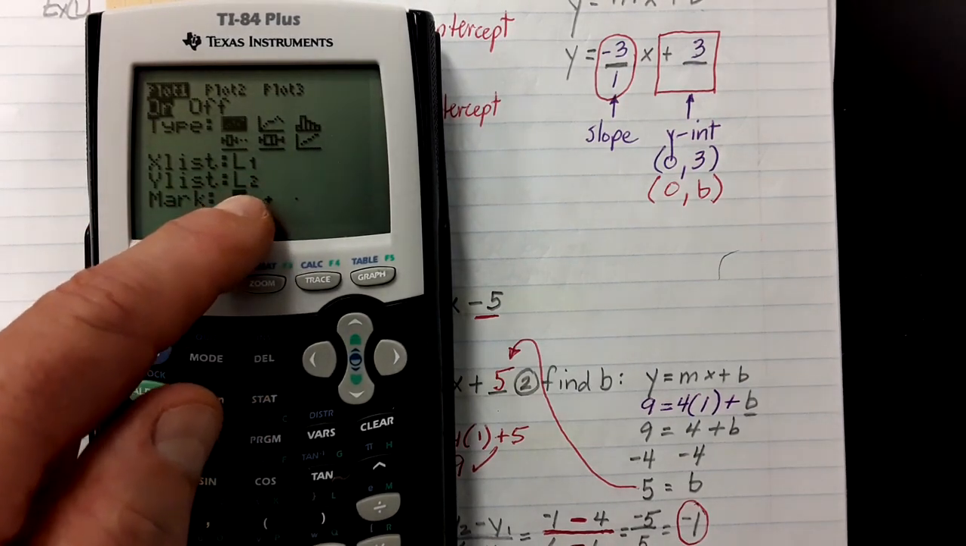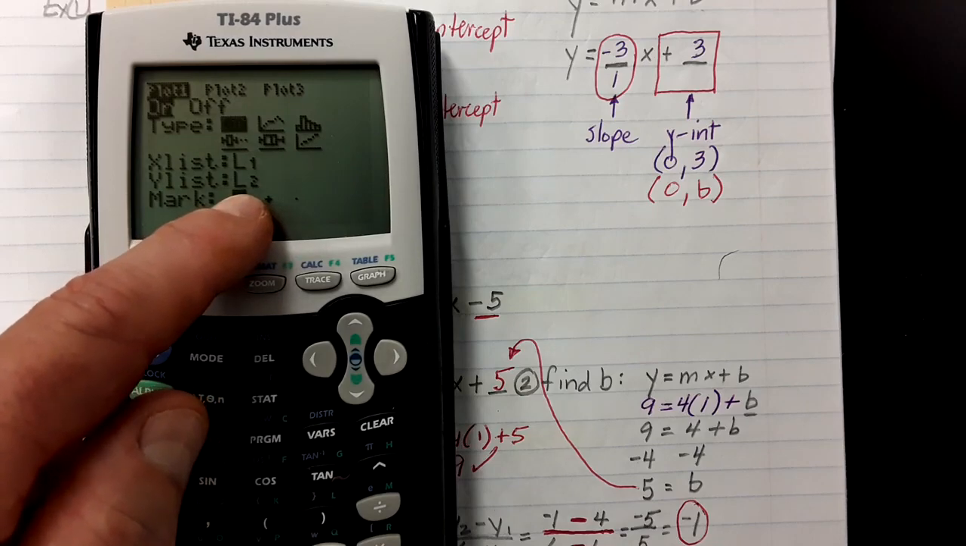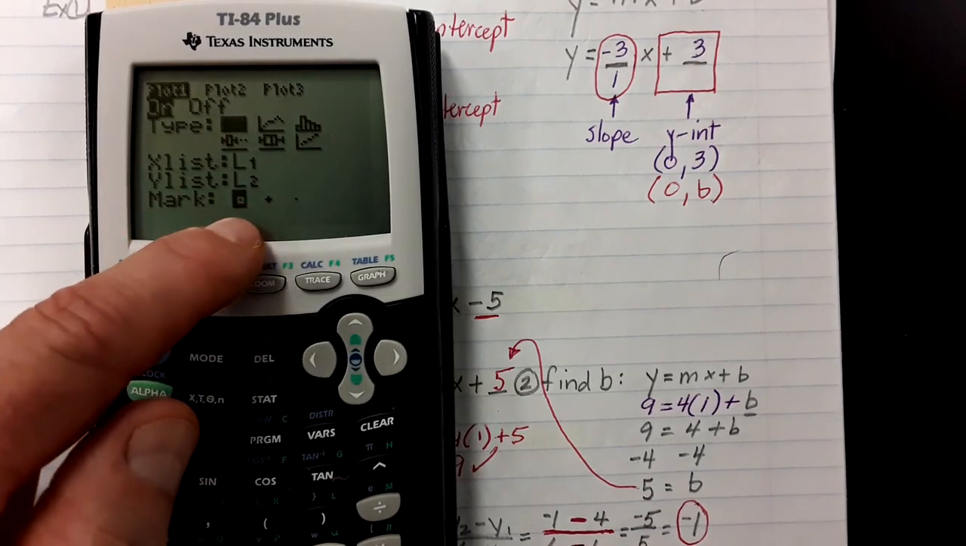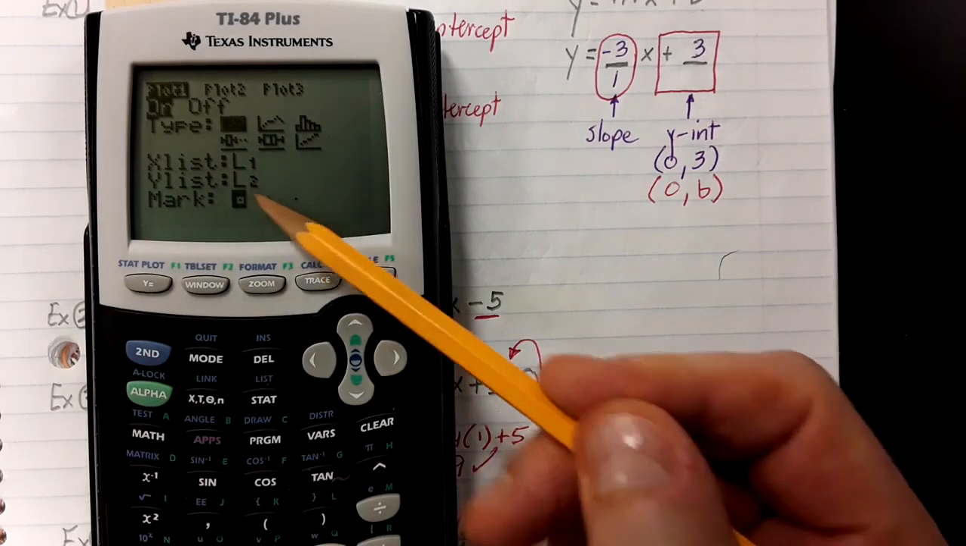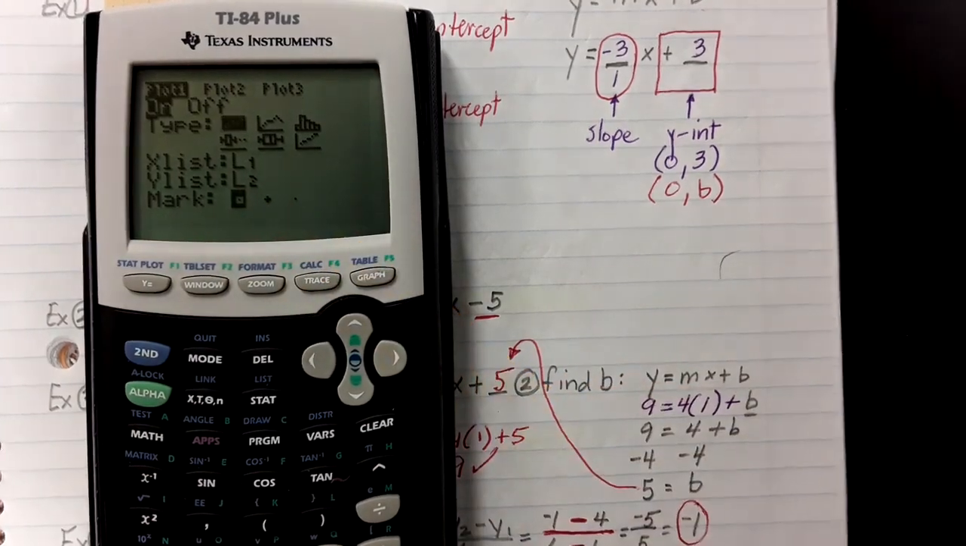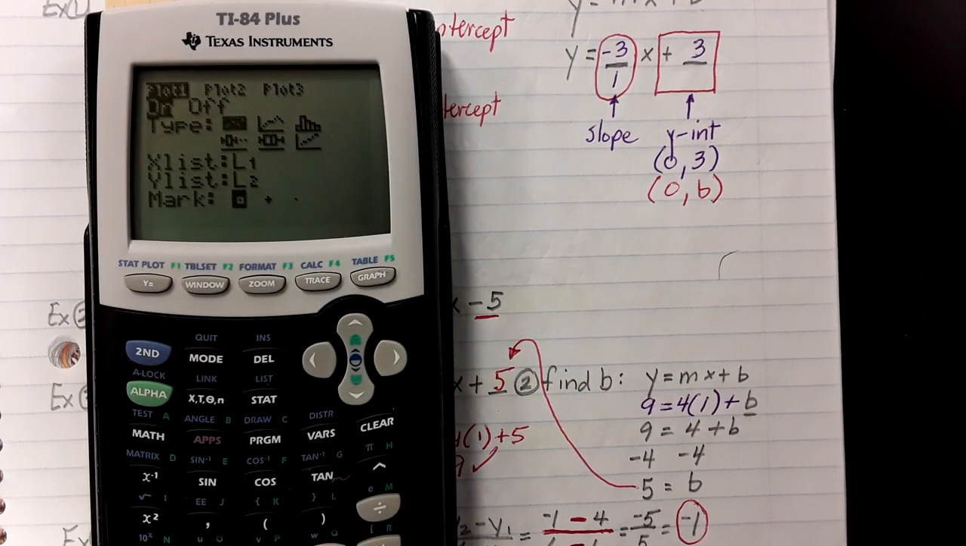We have 1 in L1. We have 9 in L2, right? Then the mark type is you can do a square, a plus sign, or a dot on the graph. We're going to do a square. That's the easiest one to see. So now we're ready to plot that point.